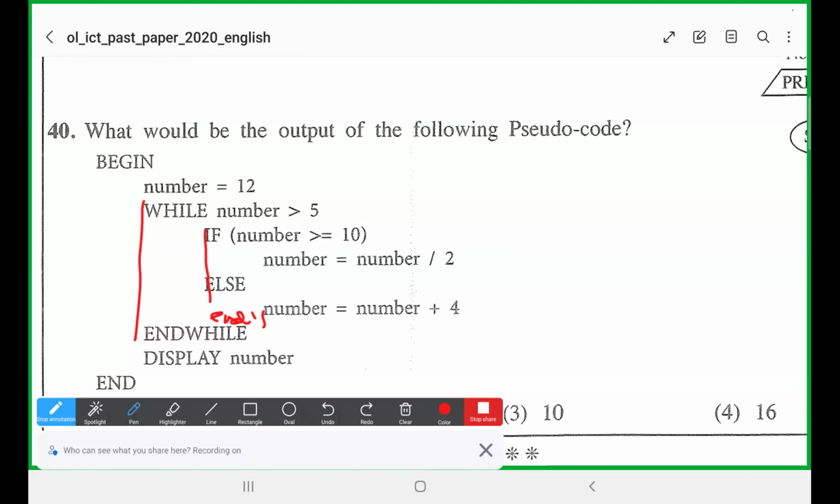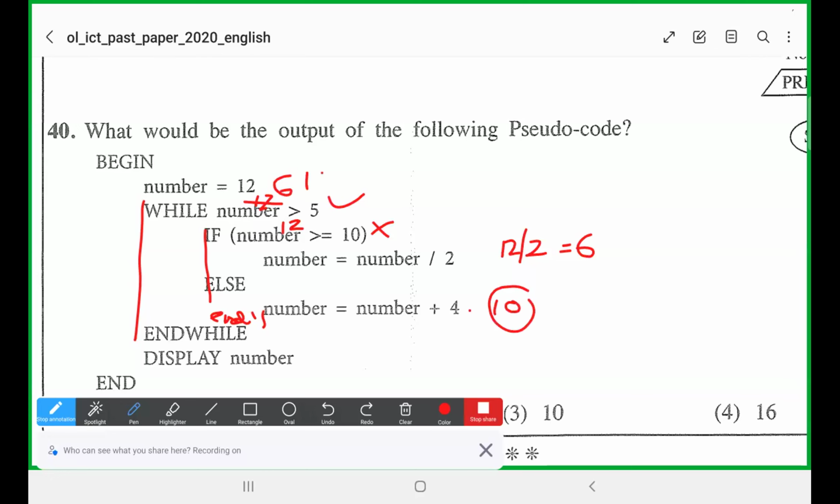What happened? Enter number, 12. 12 greater than 5? Yes. Then you go inside. Then 12 greater than or equal to 10? Yes. Then you're going to divide number by 2. It's 6 now. You're not going to execute this line. Then again you go up. Now what is the value of number? 6. 6 greater than 5? Yes. Then number greater than 10? No. Next you go there, 6 plus 4, now it's 10.